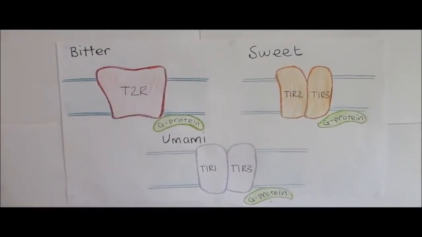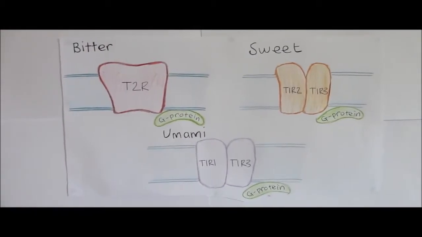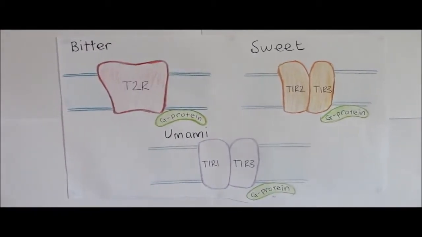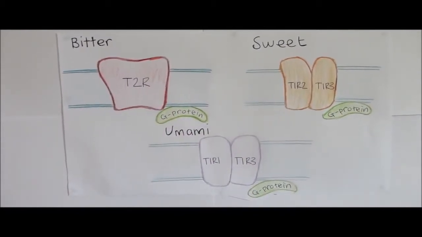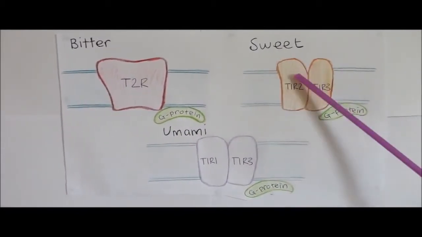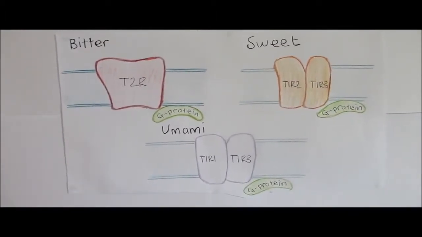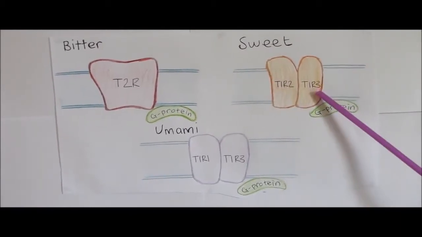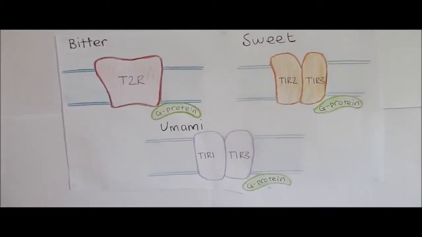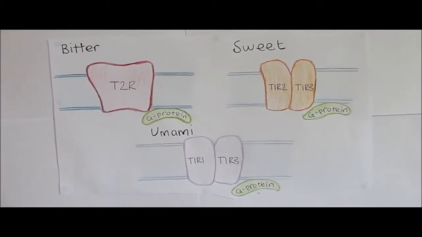So how are these 3 flavours not confused for each other if they take the same intracellular pathway? Bitter molecules bind to GPCRs encoded by the T2R gene. Sweet molecules bind to GPCRs consisting of 2 proteins rather than 1, as in bitter GPCRs. These are encoded for by T1R2 and T1R3. If one of these is mutated, an animal may not be able to perceive a sweet flavour.